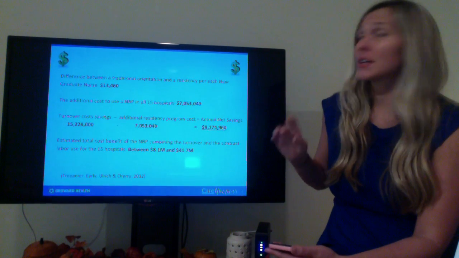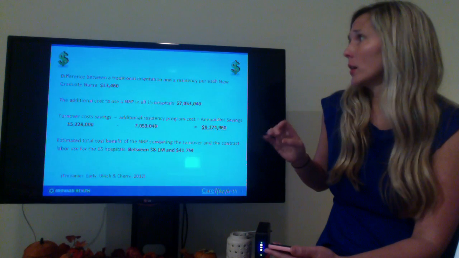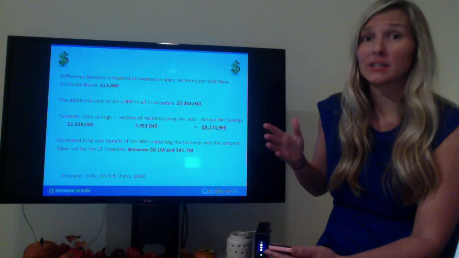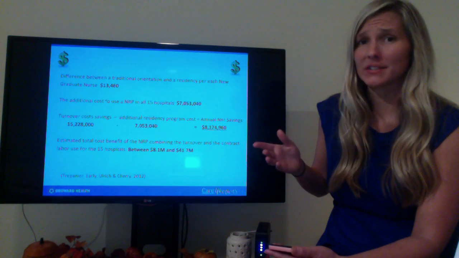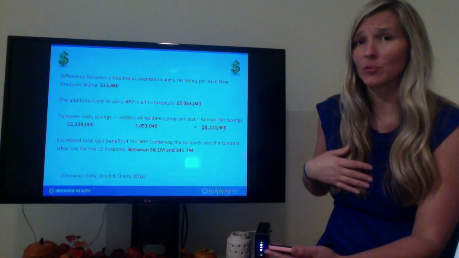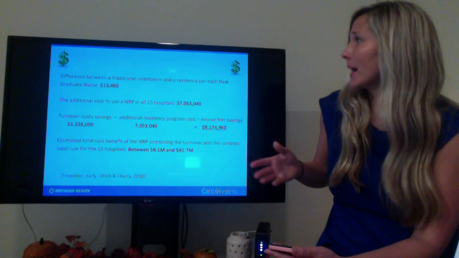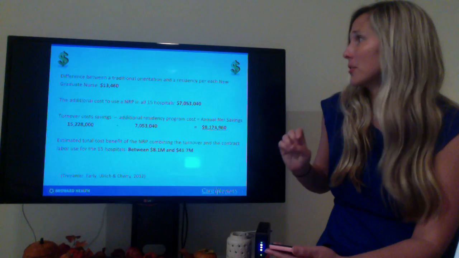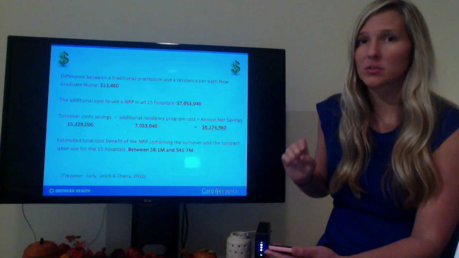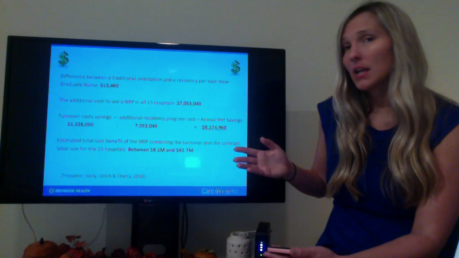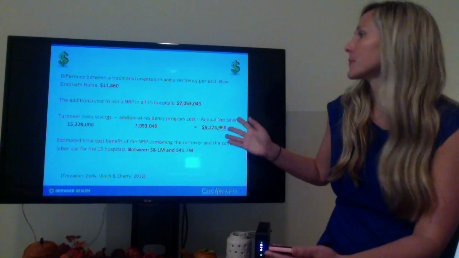So, we know that it's going to cost us to train the new nurses. It's going to cost more than our original nurse residency program, our orientation program that we have now. So the study showed that per nurse, it was about $13,460 more to use a nurse residency program. And that does seem a lot, unless you look at this.